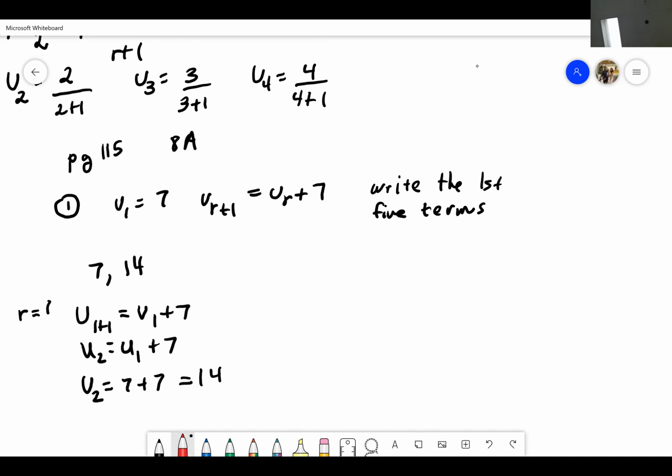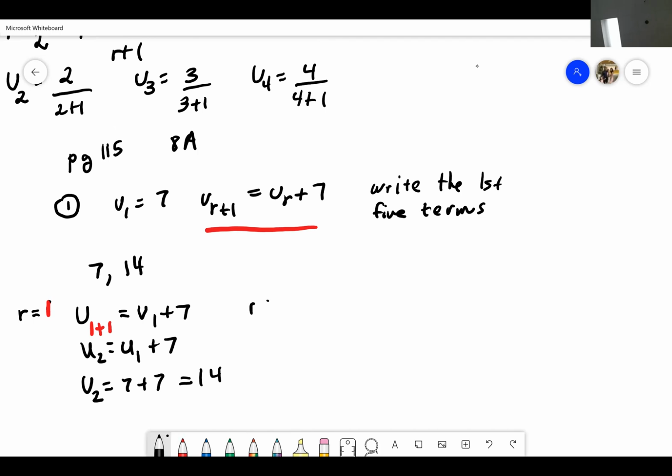Okay, so you saw this here. It says u of r plus 1 equals u of r plus 7. So I wrote, well, when r equals 1, we have u of 1 plus 1, perhaps I should do this a little bit more pretty, equal to u of 1 plus 7. If u of 2 equals u of 1 plus 7, u of 1 is 7, 7 plus 7 is 14. So now I know the second term is 14.